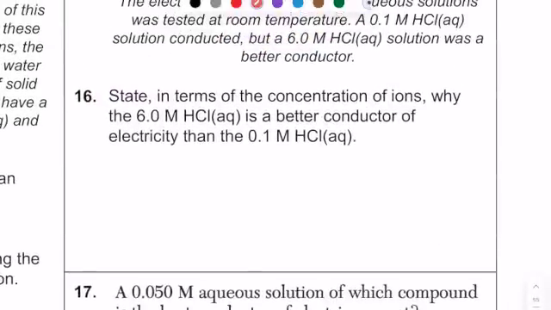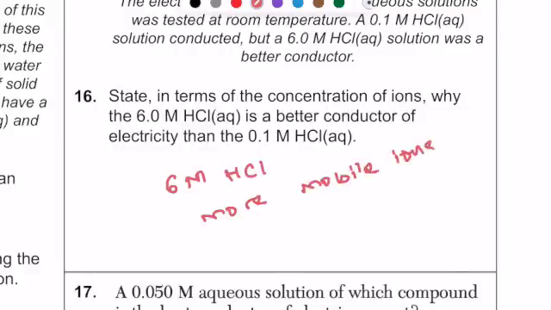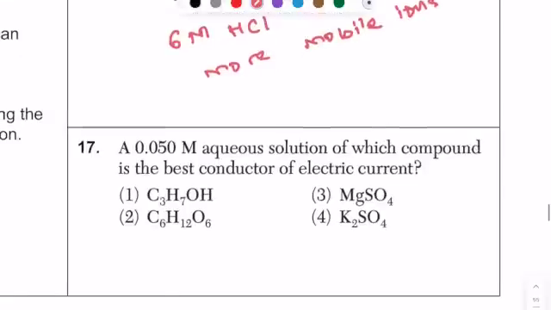So state, in terms of concentration of ions, why the 6 molar HCl is a better conductor of electricity than 0.1 molar HCl. Quite simply, that is only because the 6 molar HCl has more mobile ions. If you have more ions, there's going to be more movement in the solution, and so more conductivity.